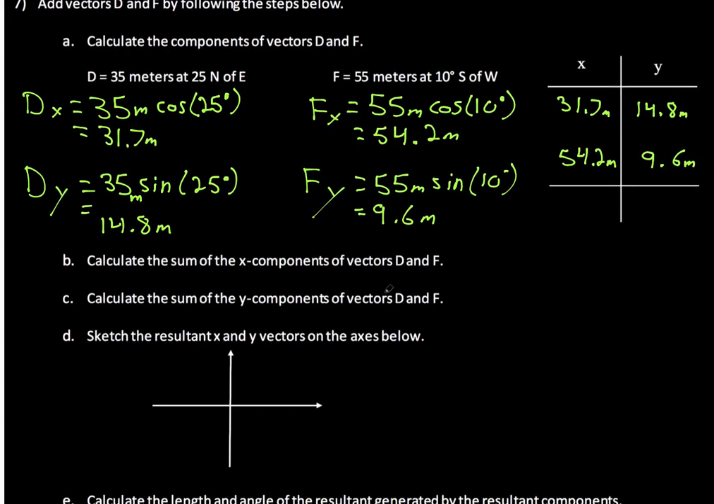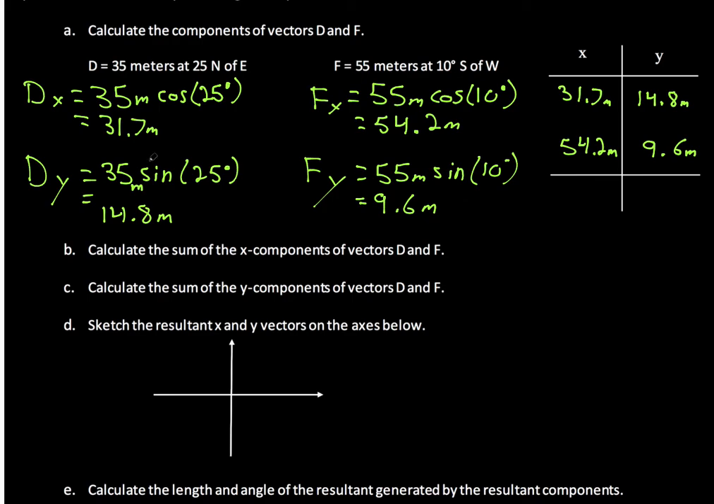The first step to adding the vectors via adding components is to calculate the sum of the x components and the sum of the y components. If I add these up, 30 and 50 is 80, so that's 85.9 meters for the x components added up. And then the y components: 14.8 plus 9.6 gets me to 24.4 meters.